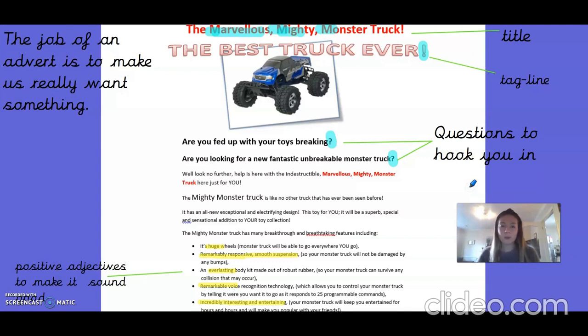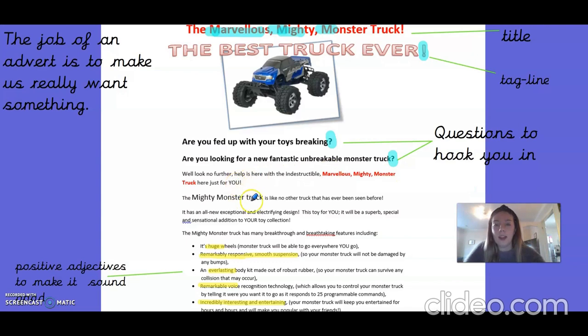Are you fed up with your toys breaking? I am fed up with my toys breaking. Are you looking for a new, fantastic, unbreakable monster truck? I have been looking for a toy that isn't going to break for such a long time. And you can see they've hooked me in to reading this text. I'm thinking, yes, I am looking for a new toy that won't break. And I am looking for a fantastic monster truck. And then already they've hooked the reader in to read the rest of the advert. You want to find out more about this amazing monster truck.